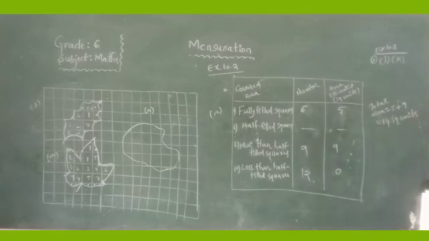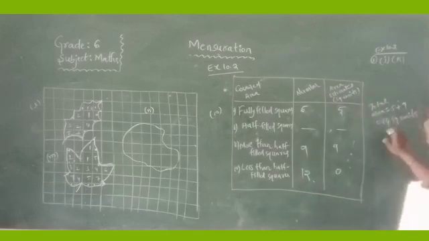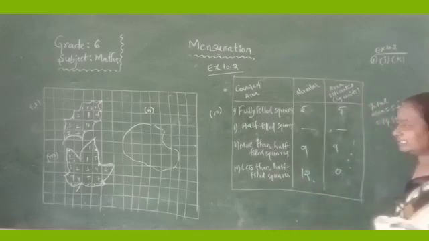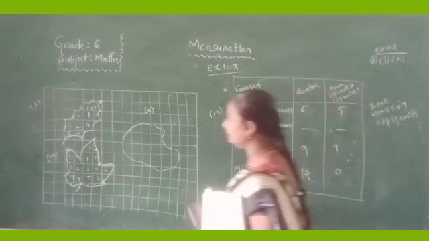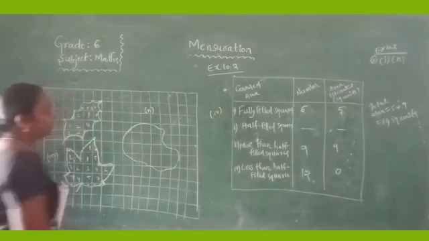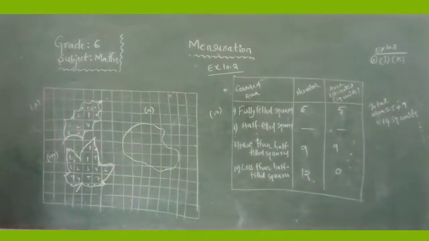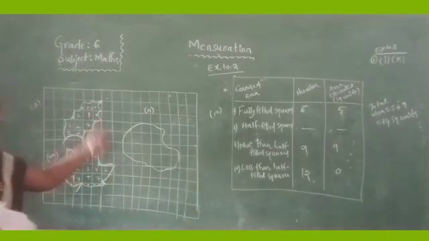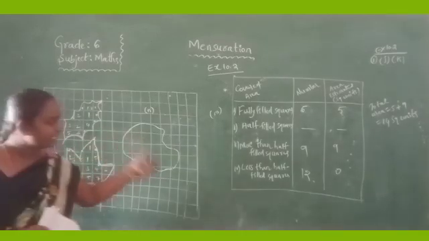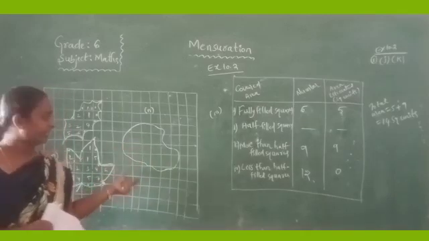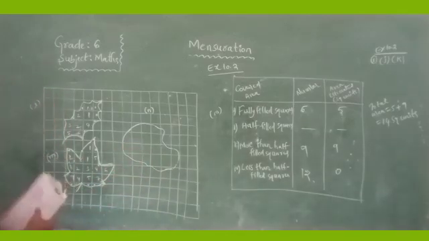What is the area for the figure here? 40 square units. Last, let us see finally the figure M. Figure M has how many full squares, how many half filled, how many more than half, how many less than half filled squares. Let us see first the full squares.